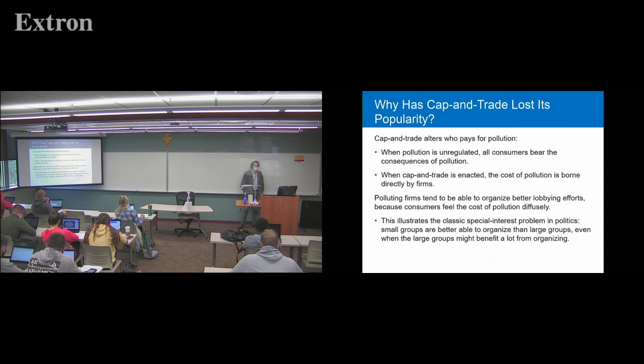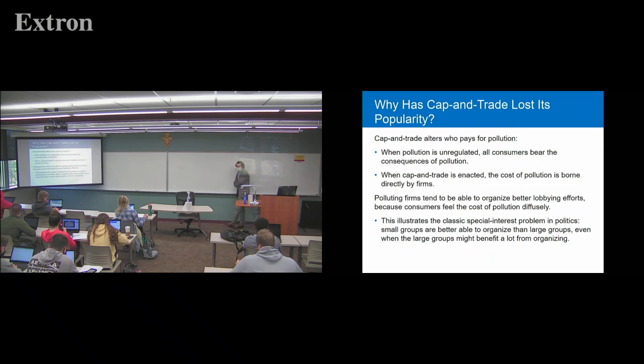So why has cap and trade lost its popularity over the past 30 years? Cap and trade ends up altering who pays for the pollution. When pollution is unregulated, all consumers bear the consequences of pollution, but we don't actually pay for it. We don't deal out an actual dollar amount. So when cap and trade is enacted, the cost of pollution is borne directly by firms. The firms engaged in production are the ones bearing the cost.